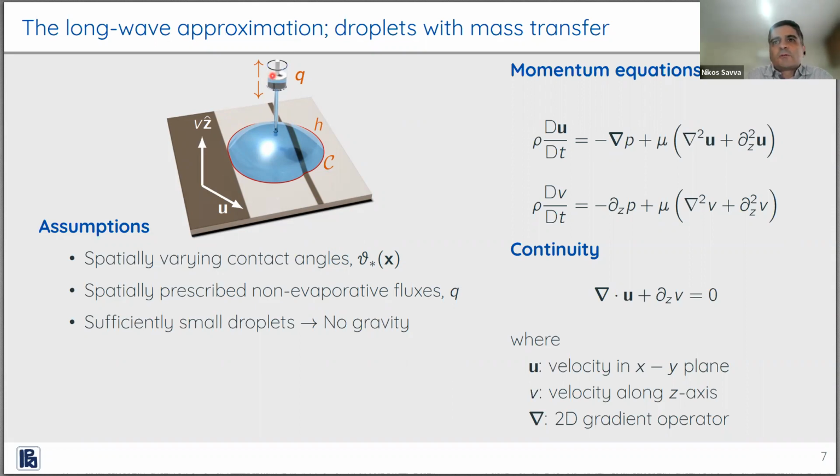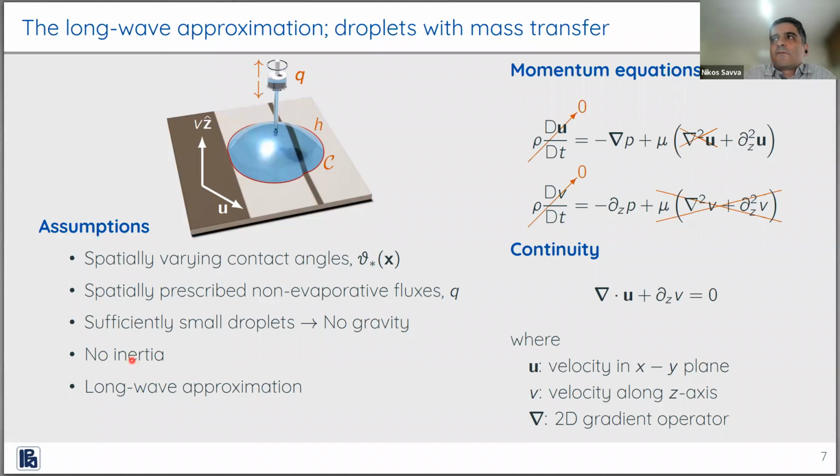We assume that we have sufficiently small droplets. This is reasonable if the droplet is small enough. For example, if we are below the capillary length, which is about 3 millimeters for water, we can safely neglect gravity. We also neglect inertia because we discard the stages of impact. So we assume that the droplet is deposited and we monitor its evolution. The key assumption of the long wave approximation is that all these terms are small compared to the other terms in the equation.